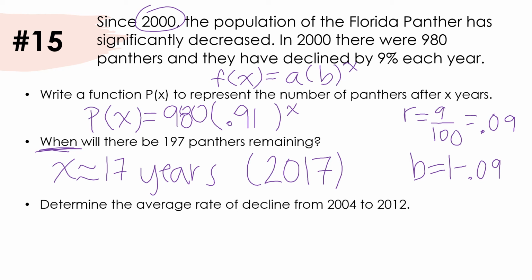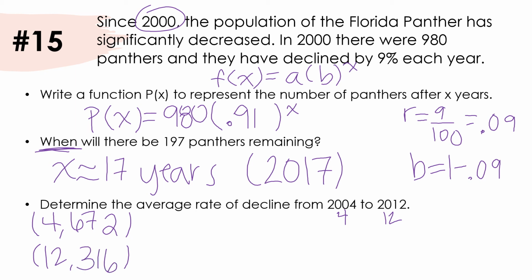So 2004 is 4 years from 2000, and 2012 is 12 years. So your x values are 4 and 12. The easiest thing to do is to use the table in the calculator, and at 4 years, find how many panthers there are, 672, and then look at 12 years, and at 12 years, there are 316.